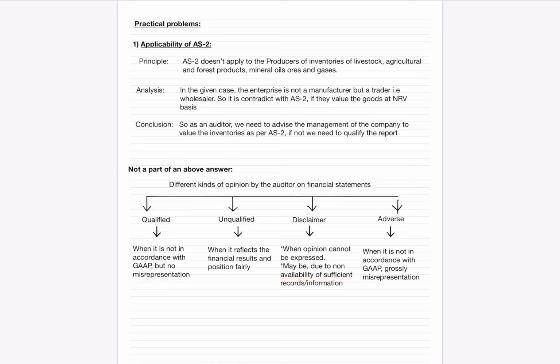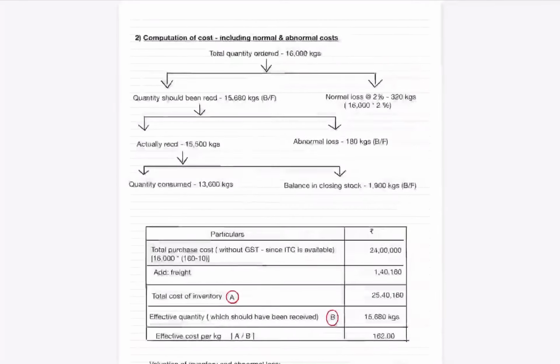Adverse opinion is expressed by the auditor when the financial statement is not in accordance with generally accepted accounting principles. And also there is a gross misrepresentation in the financial statement. That means the financial statement is expressing the wrong figures and information. Next, we will move on to the next question.